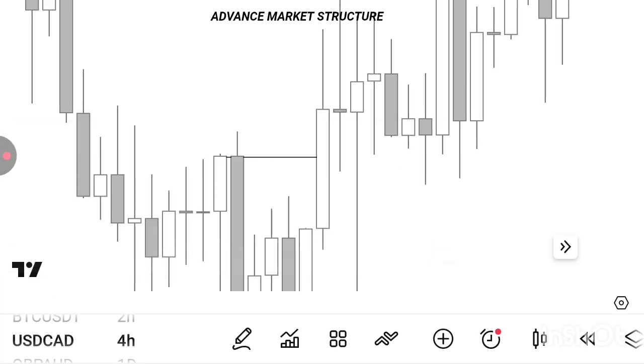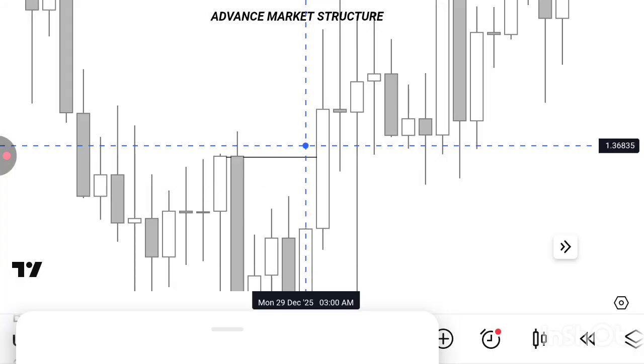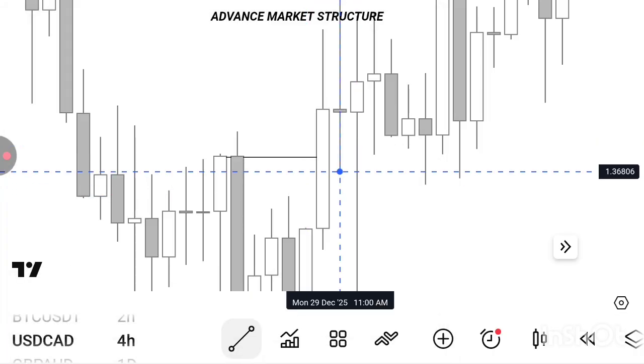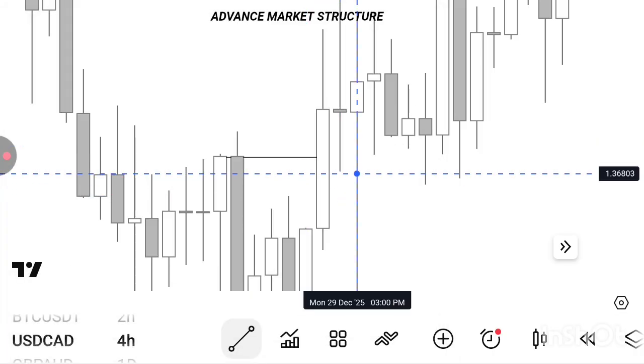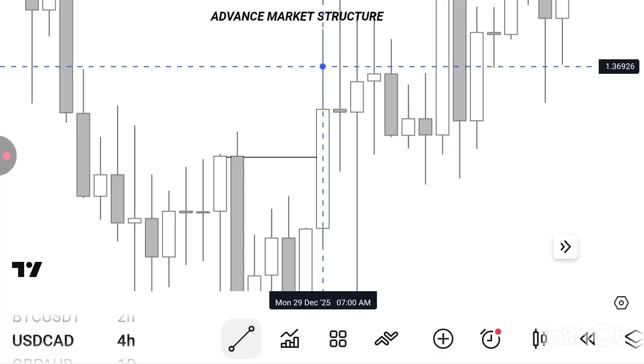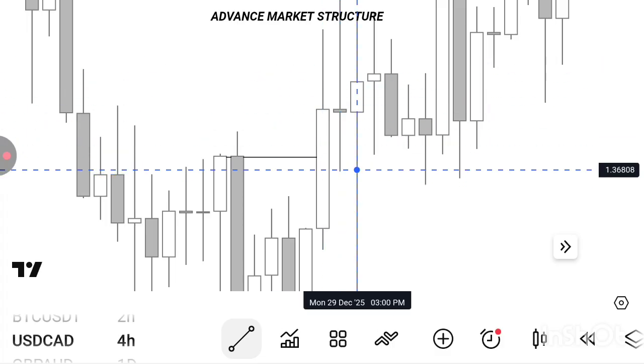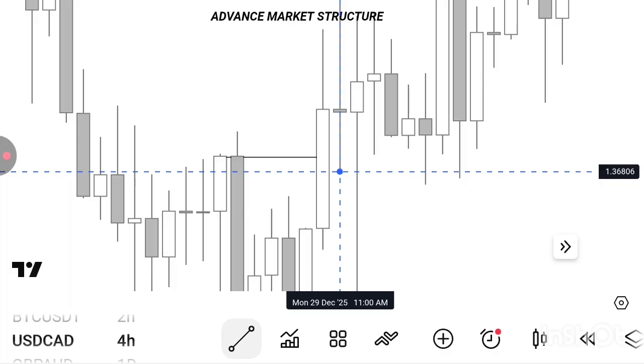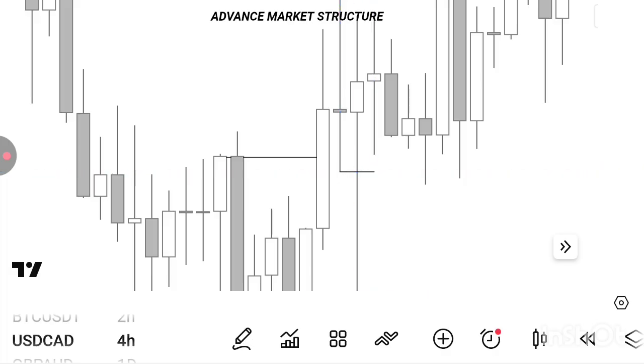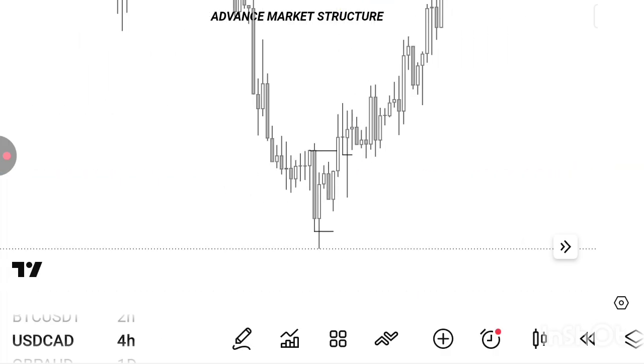A single candle liquidity. A single candle. Sorry, I'm not teaching liquidity. I'm teaching advanced market structure. A single candle liquidity. This was a pullback, right? So this particular level was a low. Look at what I'm saying.